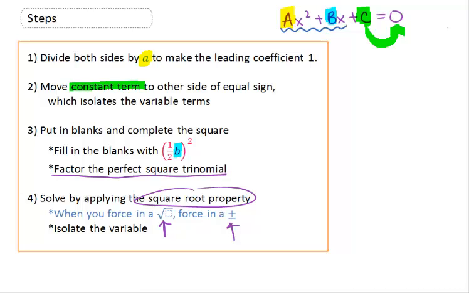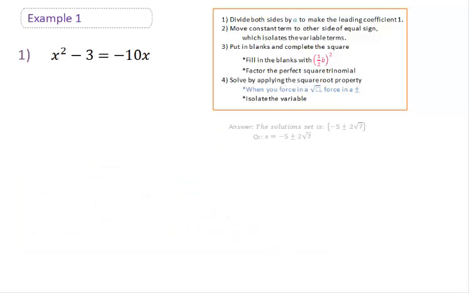So let's see an example of this. X squared minus 3 is equal to negative 10x. Now, this is not in standard form, which is okay, but I still need to pick out what my a, my b, and my c terms are.